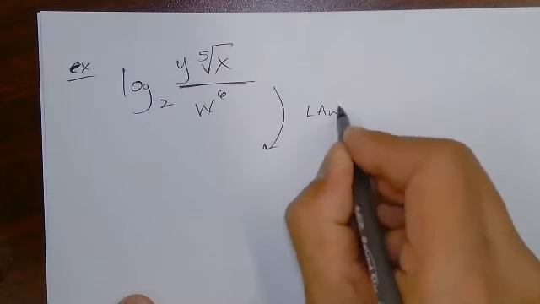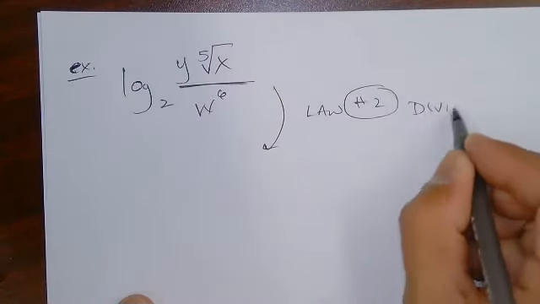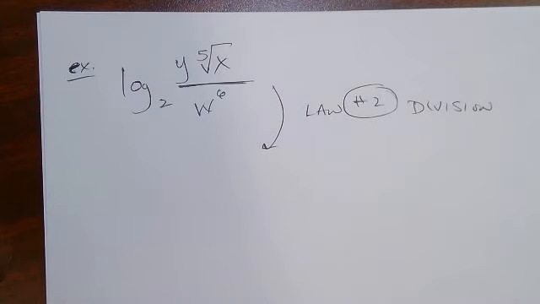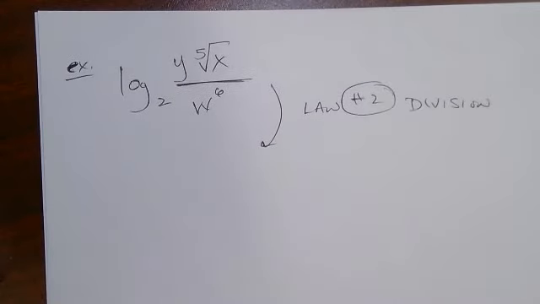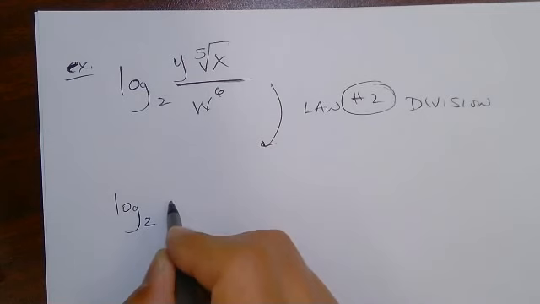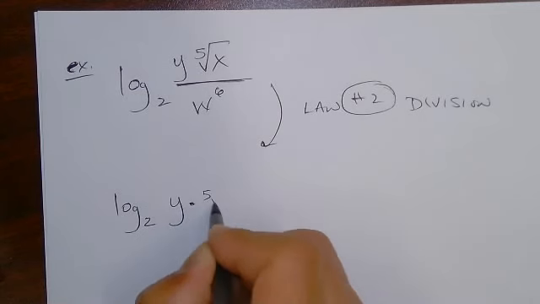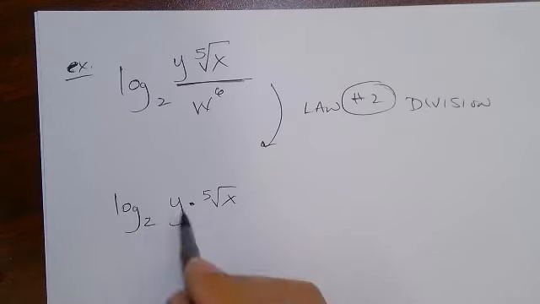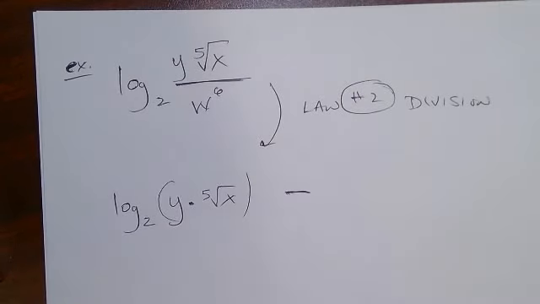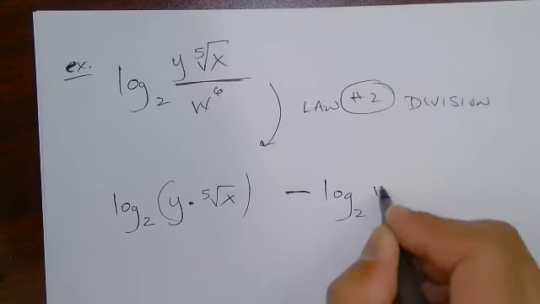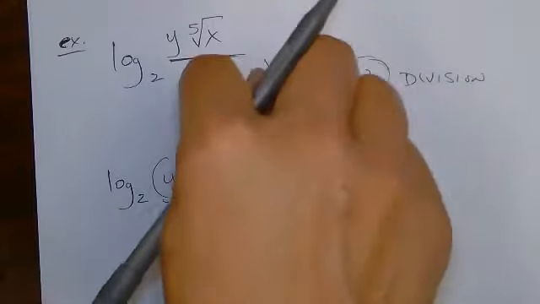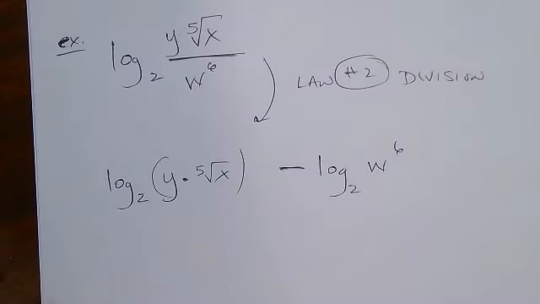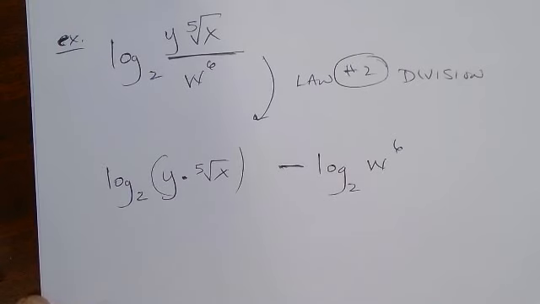Okay, so the first thing we see is a big division here. We do have something for division. So that would be law number what? Law number 2 is division. How do I rewrite this and expand this? Well, it's just the top minus the bottom. Yeah, correct. So that would be log 2 of the top, which is really y times the 5th root of x, minus, right? Division separates into a minus. The bottom, log 2 w to the 6. Everything from the top minus everything from the bottom. Okay, that's law number 2. We did it.